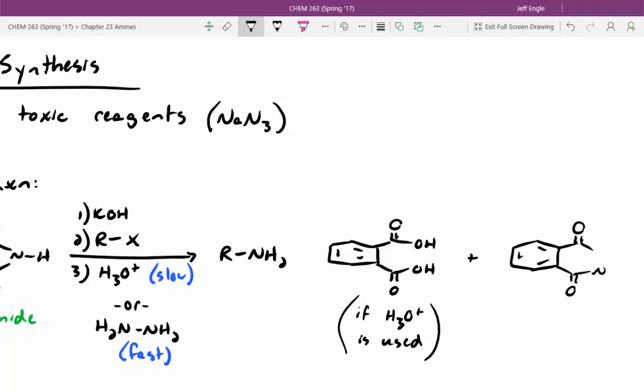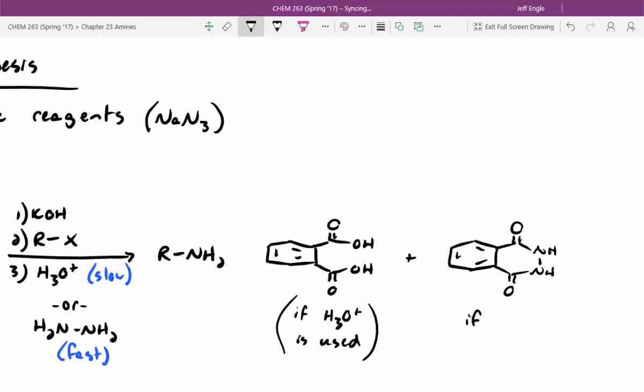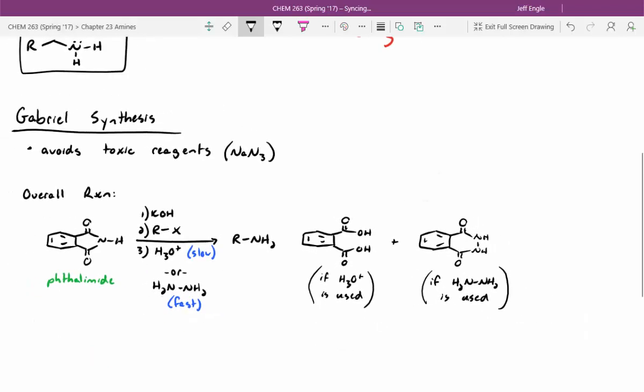Or it will be the derivative if you use hydrazine. And you have to pay attention to which product will come out depending on your workup conditions. Does that make sense, the two different byproducts? Let's go through and do the full mechanism though. The full mechanism I think is pretty important, but it's pretty easy at the same time.